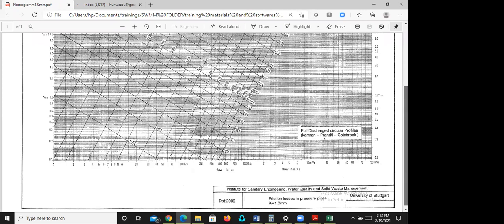So 700, 800, 900, 1000. 800 is here, against 5. Against 5, it's giving me 700. Too close to 700 for me to say 800, so I choose 700.